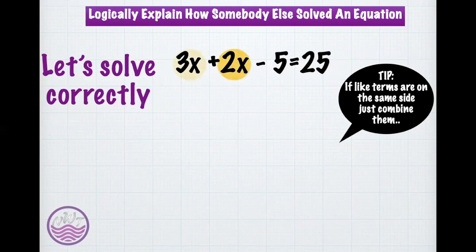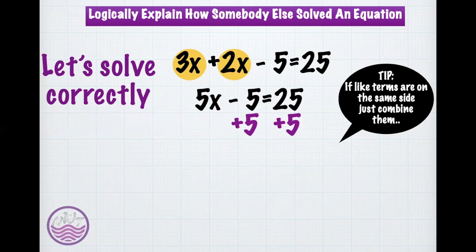So I have a 2x and I have a 3x. They're on the same side. I just go ahead and put them together, which will give me 5x. And then I will go ahead and drop everything else. So 5x minus 5 equals 25. I will add 5 to both sides, and those 5s will cancel. It's very helpful to do those canceling lines too, so you can see what you have left.